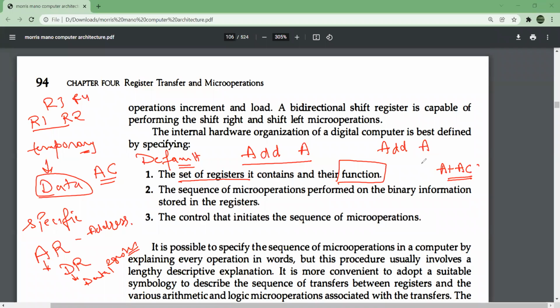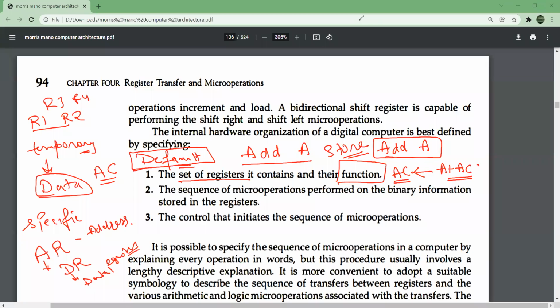Okay. Then it is also not mentioned where we will store the result after adding. So where we are going to store the result, that is again in the accumulator. That is why accumulator is called the default register. In case we are not specifying any register, then the computer system automatically picks it to be the accumulator.